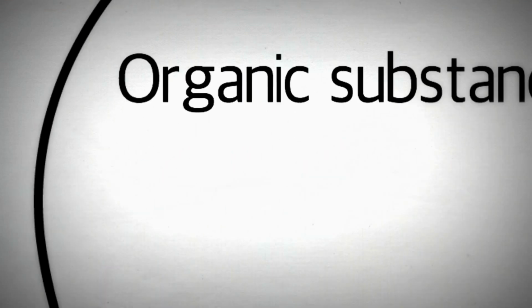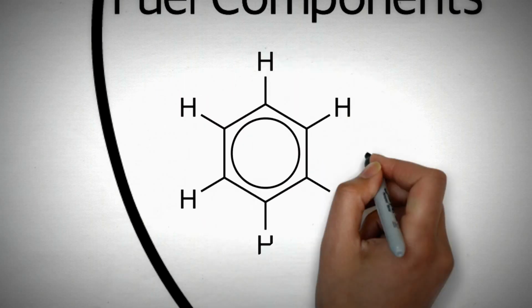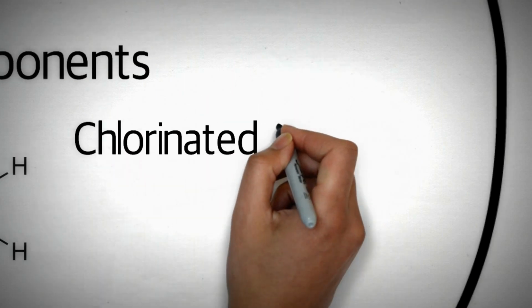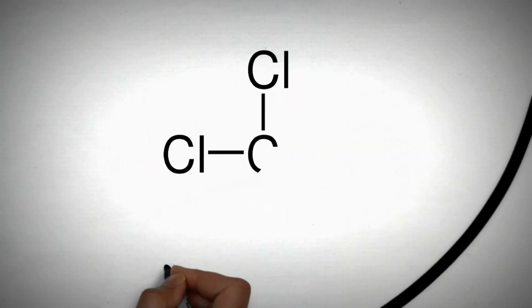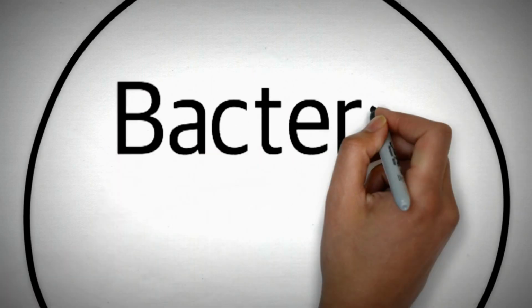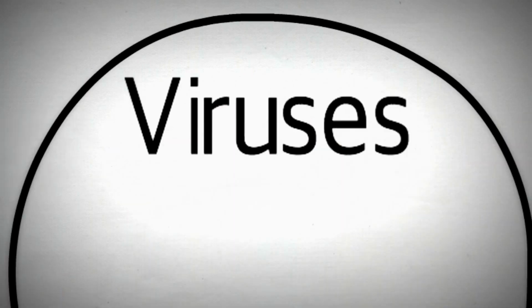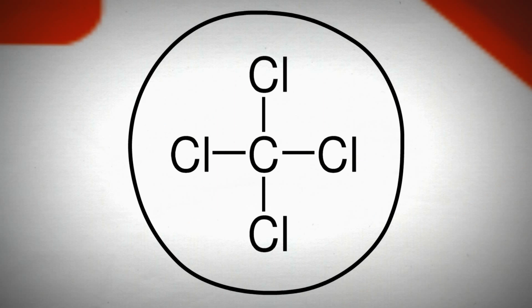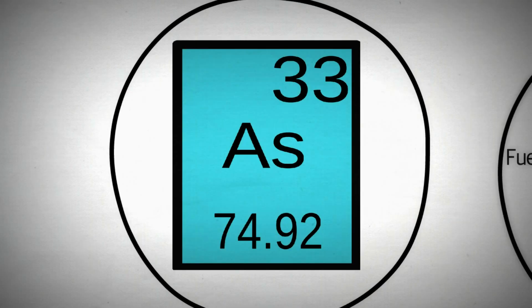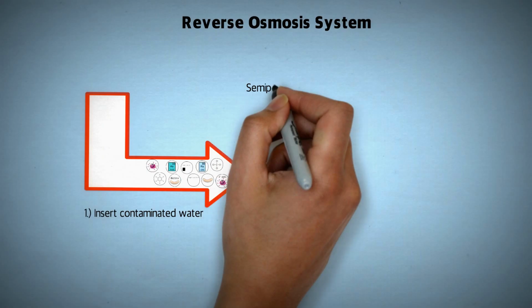Organic substances, such as fuel components like benzene, or chlorinated substances from household products such as carbon tetrachloride. And of course, bacteria and viruses. The semi-permeable membrane is able and responsible for filtering all of these impurities out.